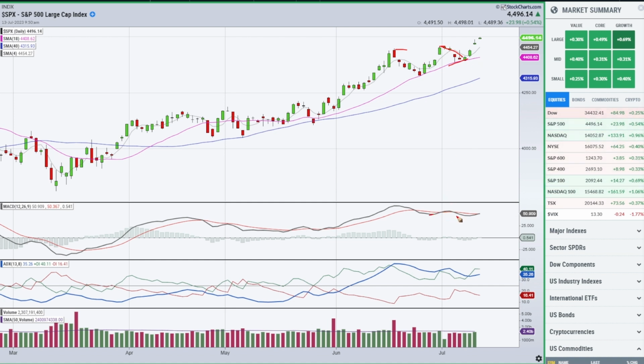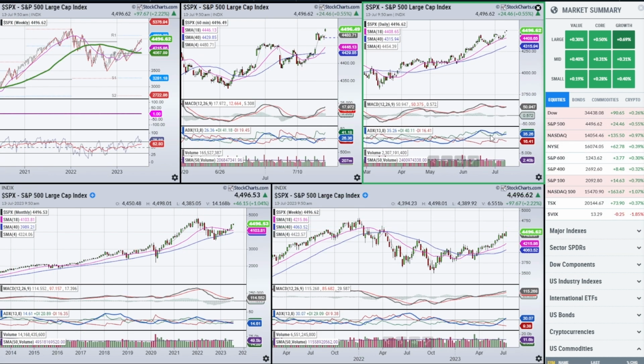And then we actually got reverse divergence, where this came down and made a lower low on a MACD basis, while this was making a significantly higher low right at the moving average. And now we've emerged out of that for another move. The ADX is telling you that this is a very strong trend. DI is confirming the move still.